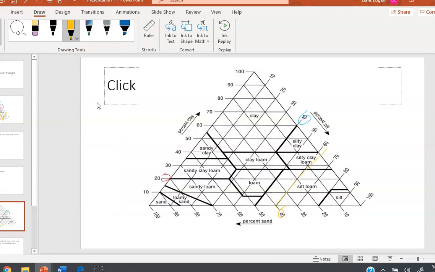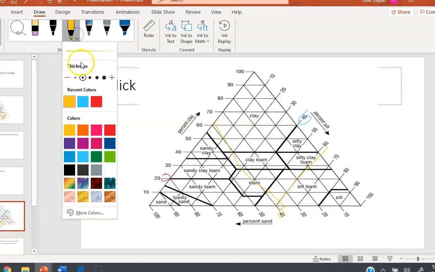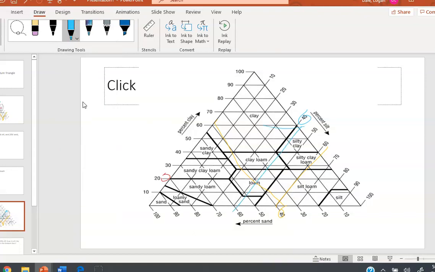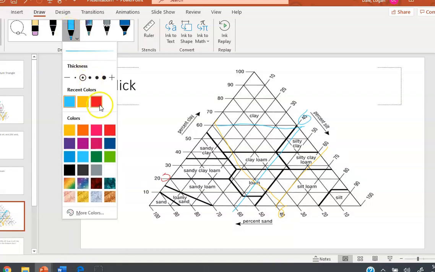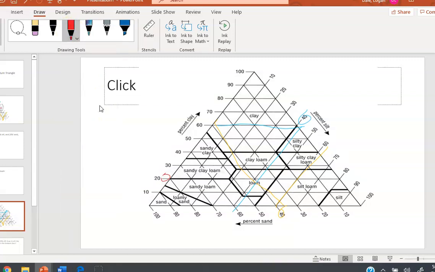Okay, last time, we're going to start here and make our lines. Then we're going to go to our silt. You can already see where all three of these lines intersect, which is in the loam. Okay, you may ask yourself, Mr. Dale, why does this matter? Why do we need to know how to do this?